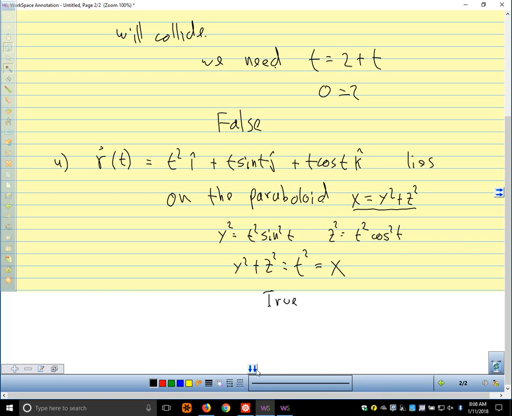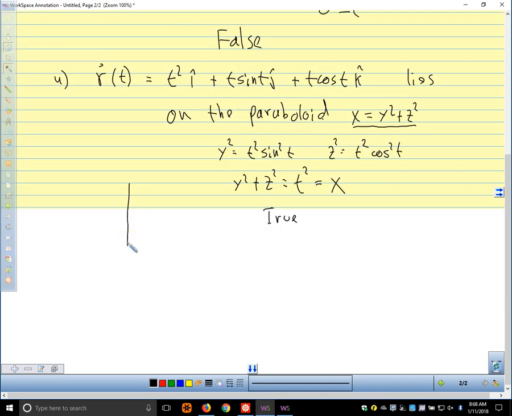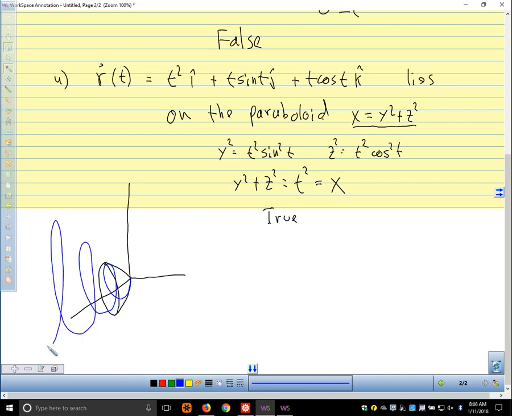So we end up with, let's draw a quick sketch. So here's our paraboloid, x equals y squared plus z squared. So we get a paraboloid about the x-axis, like that. And then our curve is going to go like this along that paraboloid, but it's going to get bigger and bigger and bigger, like so.